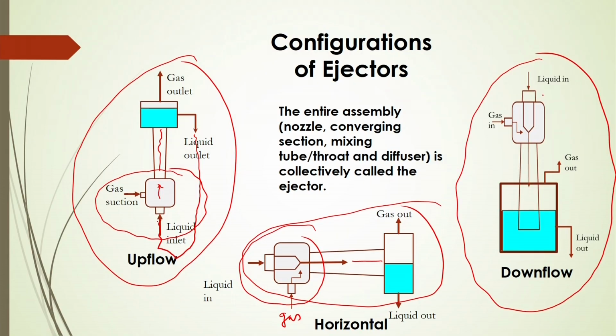So, in this downward system, a liquid jet will be sucking liquid, and in the separator the liquid will be coming out from this portion, and gas will be separated and it will be coming upward in this location. So, this is the downward movement or downward configuration of the ejector system.